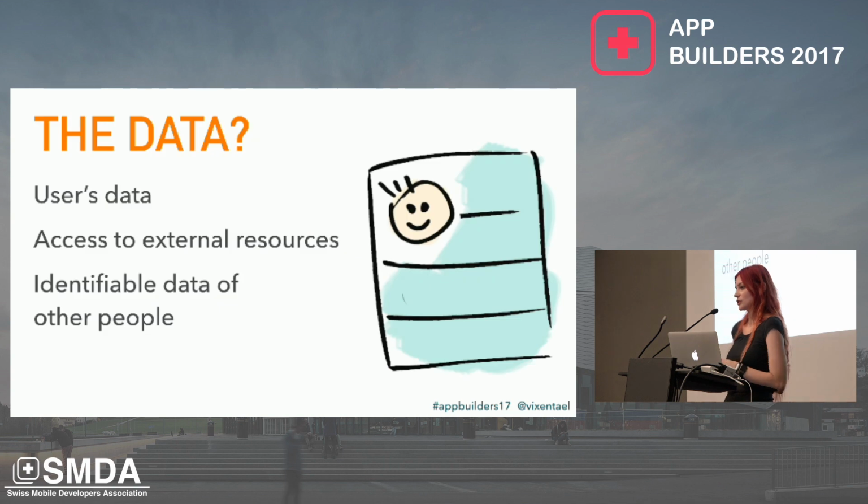And of course, you know which kind of data. First of all, it's user data or user-generated data we really care about in our mobile apps. Moreover, it can be access to external resources like servers, for example, server tokens or app IDs. It also can be identifiable data of other people which are connected to your app. For example, those who like your tweets. If there are any, of course.